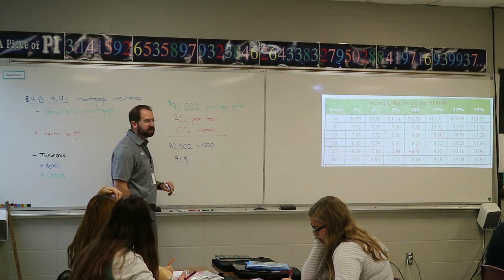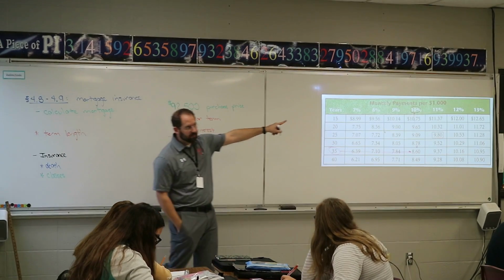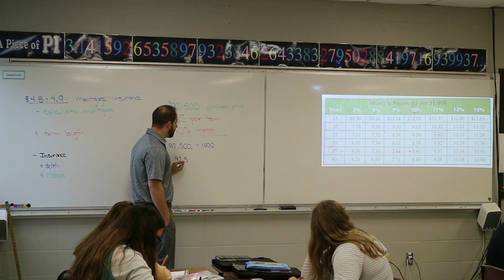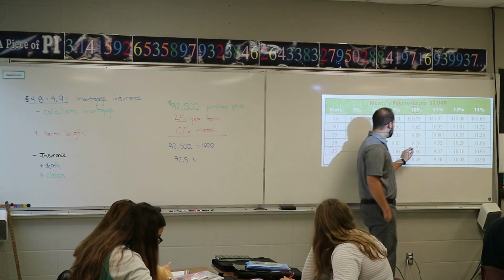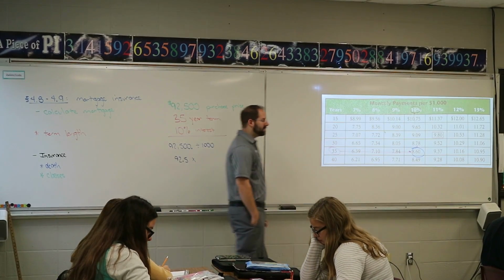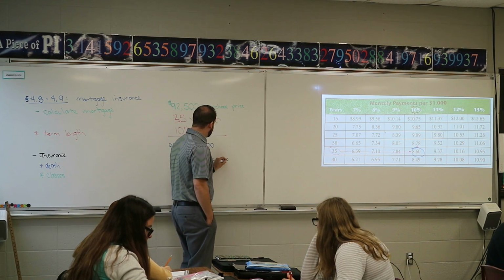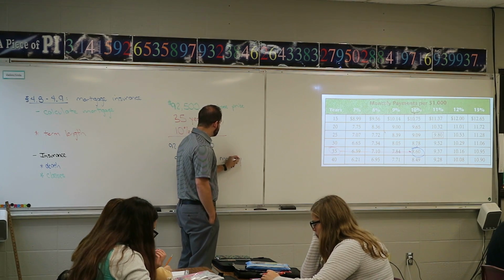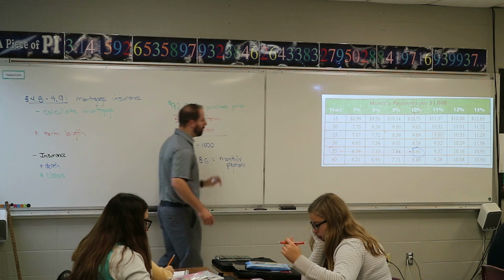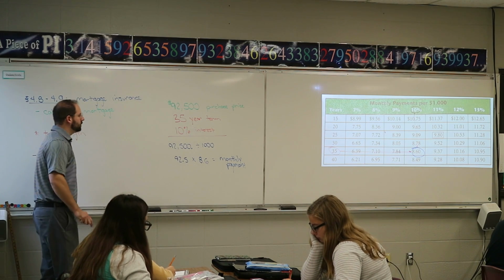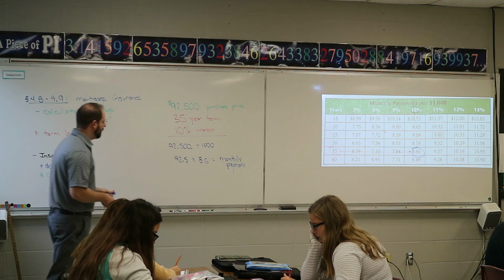So 92.5 is your price of your home divided by 1,000, because this chart's per thousands. And what you're going to do is take this number times the number on the chart, that's the 8.6. What this is going to give you is your monthly payment. Does everyone see how that works? Because what they're asking you to do is figure out how many thousands of dollars you borrowed. I borrowed 92.5 thousands of dollars. Take it times 8.6, and that is what your monthly payment's going to be.